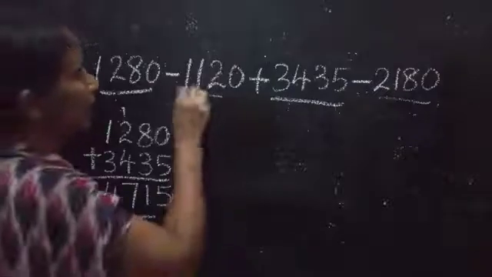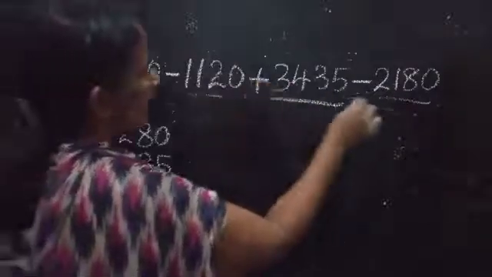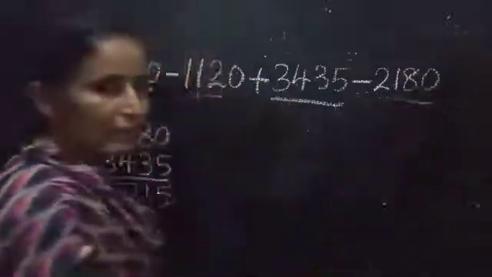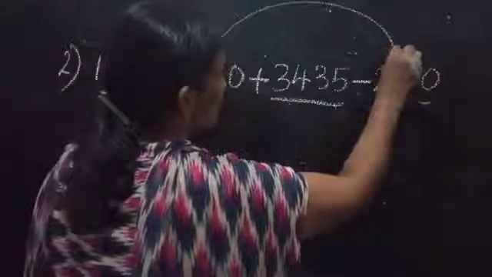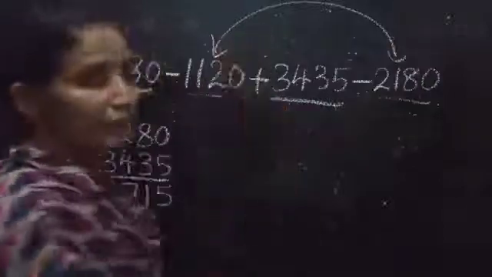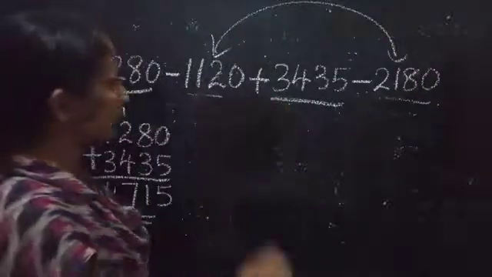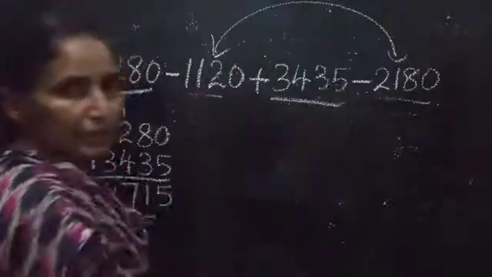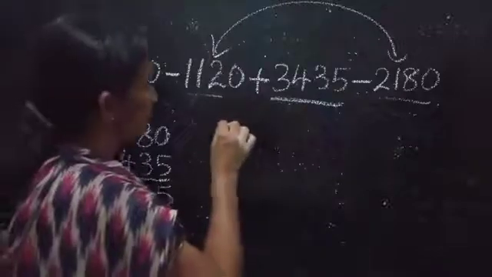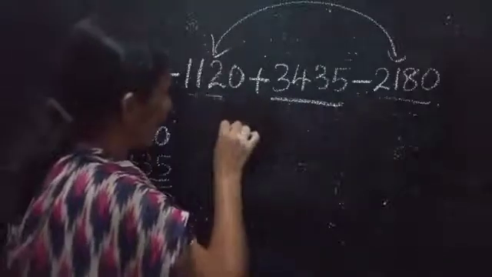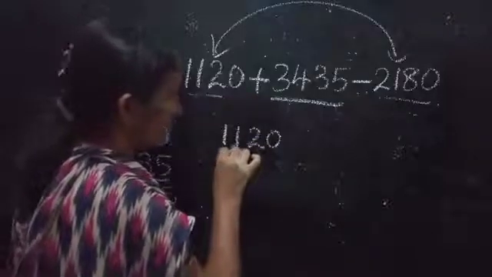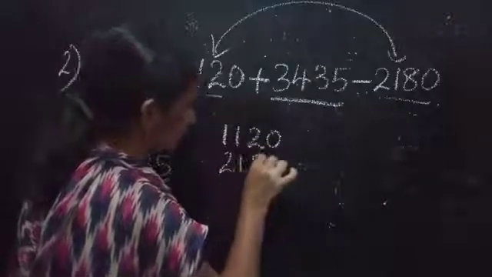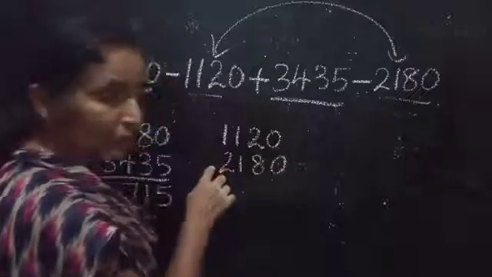And here we are having 1,120. Here 2,180. Here what we have to do now? We have to add these 2 numbers also. Both are having the minus symbol. So we have to add those 2. Which are the numbers? 1,120 and 2,180. Here what is the symbol you have to put?